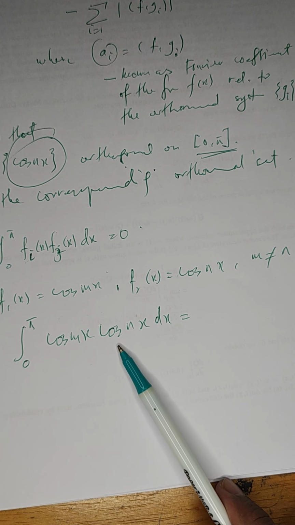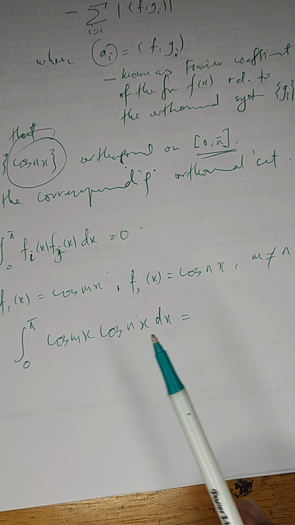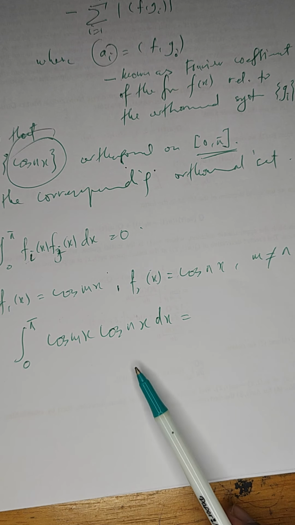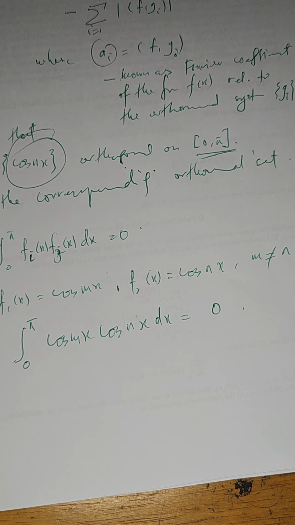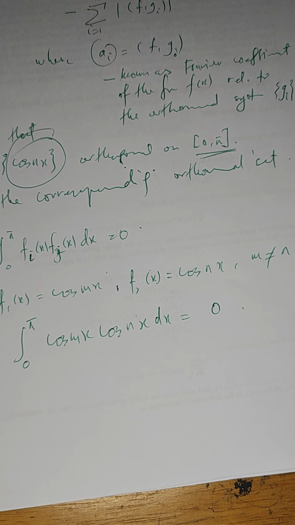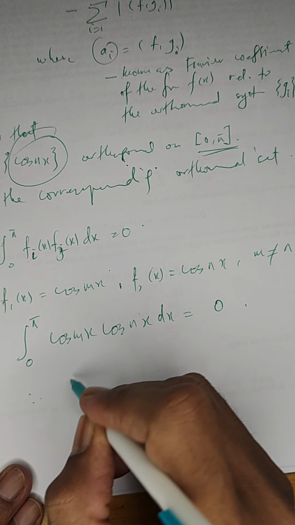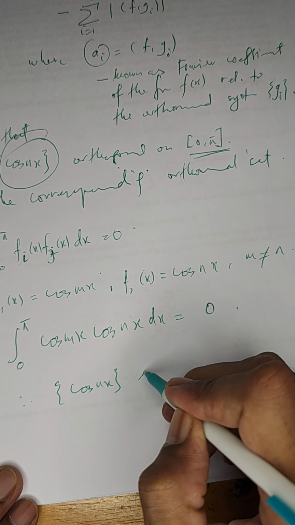You can show that using the required identity, or you can also use integration by parts. For the integration by parts, I think you need to do it twice. Then you can get this, that gives you 0. Okay, so therefore it is orthogonal. So therefore cos nx is orthogonal.